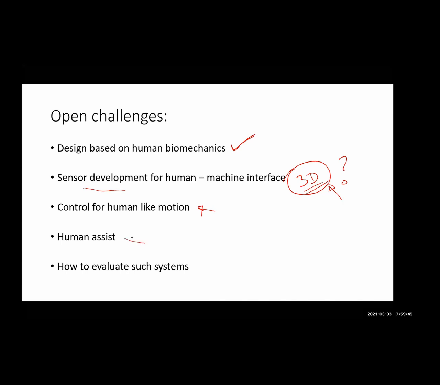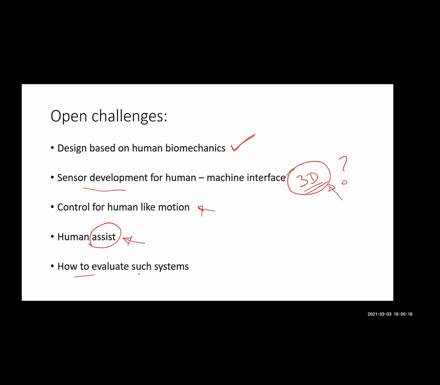Human assist: how much are you going to assist? How do you know that? That is again something which is not very clear. Now, most of the leg exoskeletons which are going on are basically for fully paralytic patients, patients who do not have any kind of motion. In that case, it's easy because the robot is the leader. The person is just moving around. But if it's the other way around, where the device is assisting the human, then what is the level of assistance? How do you figure that out?